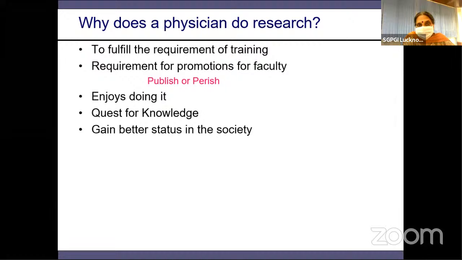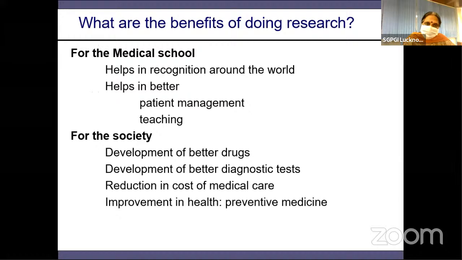But there are others who enjoy doing it, who have that questioning mind, who have a quest for knowledge, who want to know why this is happening. And there are some others who do it to gain better status in society, because people who publish are better known in the scientific circles. Even your institution gives you much more importance if you really publish and you are a well-known researcher who publishes a lot. So it gives you a better status in the institution itself.